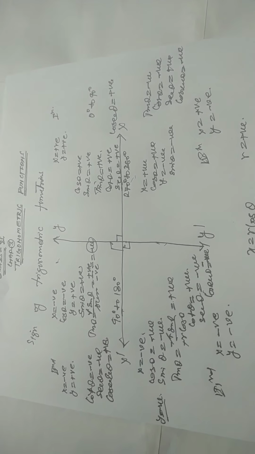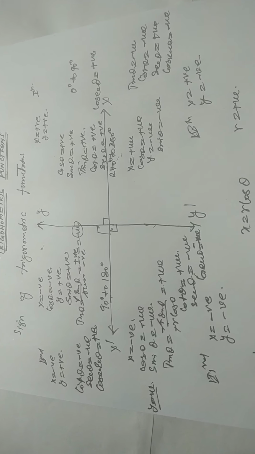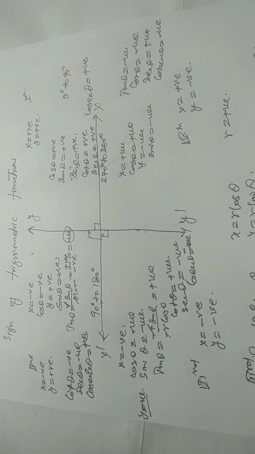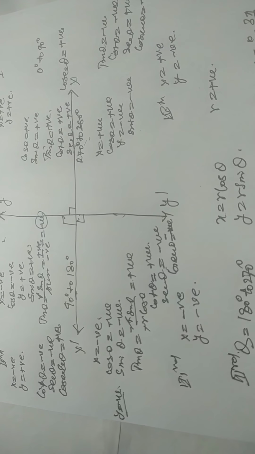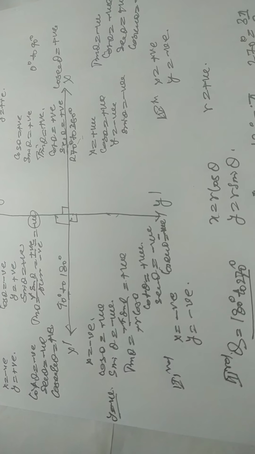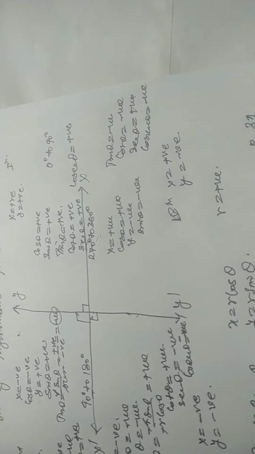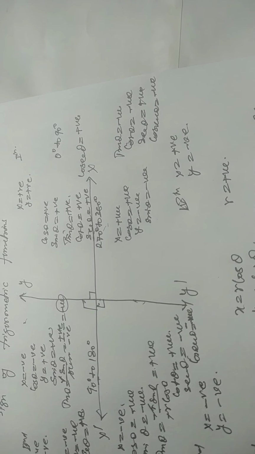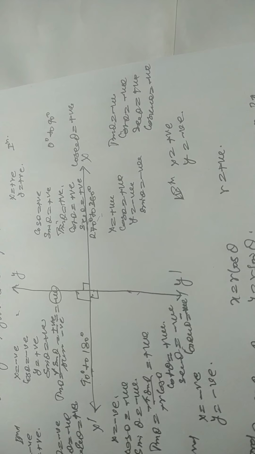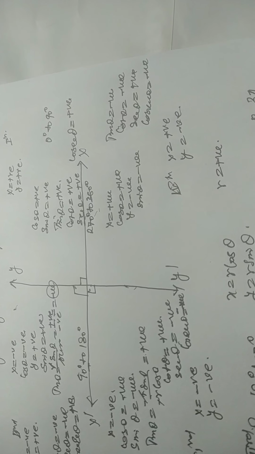Now look at this. In the first quadrant, all the trigonometric identities are positive. In the second quadrant, cos theta and secant theta are negative, and apart from these, all are positive. In the third quadrant, tan theta and cot theta are positive. Apart from these two, all are negative. And in the fourth quadrant, secant theta and cos theta are positive. Apart from that, all are negative.